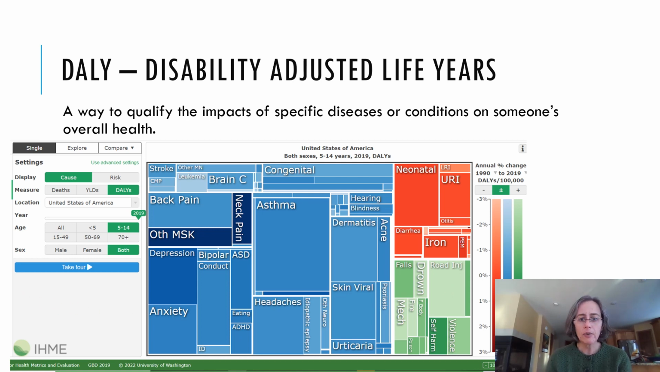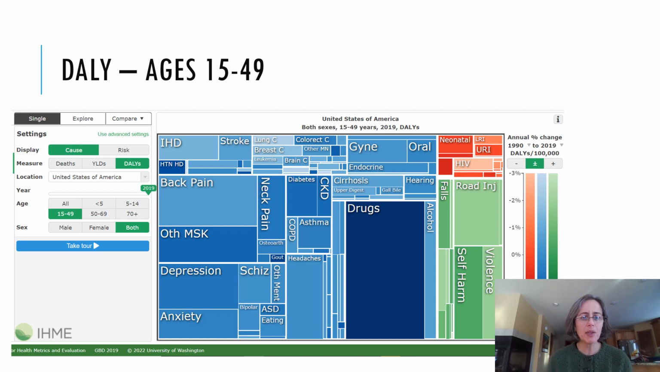So let's look at working age adults. So when we look at working age adults, we see a very different picture, right? Things change depending on your stage of life. And this is in the United States, looking again at disability adjusted life years. Drug abuse, drug abuse, drug abuse is by far the largest cause of decreased quality of life and function in the United States in people ages 15 to 49.